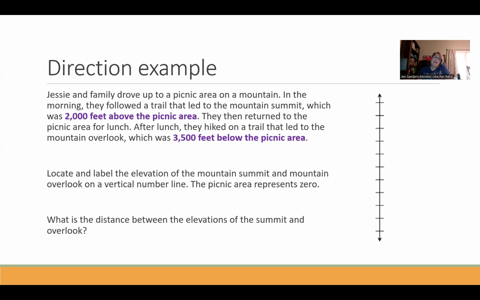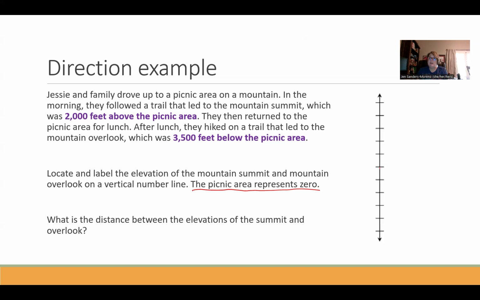It says locate and label the elevation of the mountain summit and mountain overlook on a vertical number line. The picnic area represents 0. Because if they didn't tell us the starting elevation of the picnic area, like if they didn't tell us that it was already at 2,000 feet or whatever it was, we can't really answer this question. So what we're going to do is we're going to call the picnic area 0.